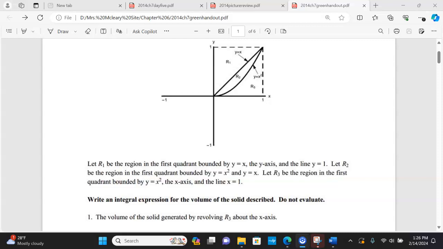years that's very helpful with teaching the disc and washer method with AP Calculus AB.